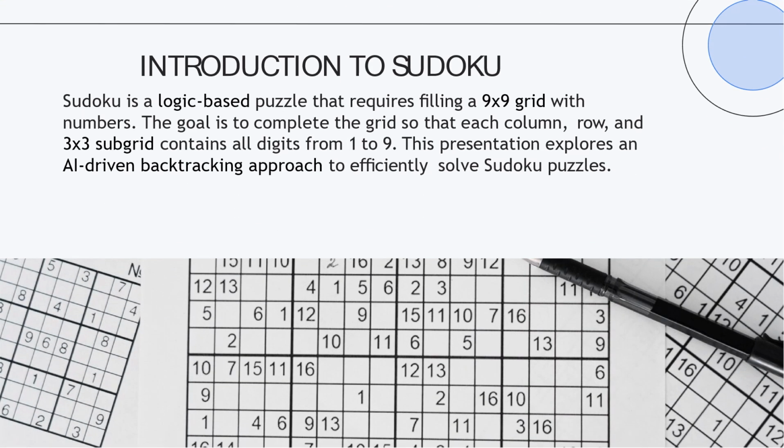Sudoku is a logic-based puzzle that requires filling a 9x9 grid with numbers. The goal is to complete the grid so that every row, column, and 3x3 subgrid contains all the digits from 1 to 9. In this video, we will dive into an AI-driven approach to solve Sudoku puzzles using backtracking, a popular algorithm used in constraint satisfaction problems.